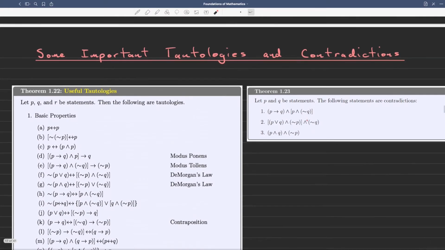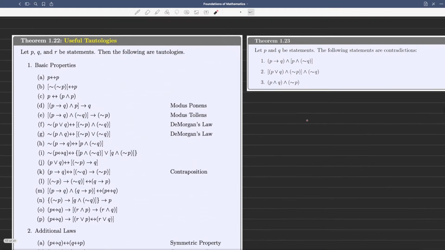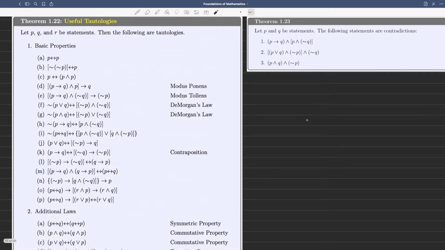So there are many important tautologies and contradictions, and some of them that you might find in books are summarized in these two theorems, Theorem 1.22 and Theorem 1.23 here. All of the ones in 1.23 are contradictions, and all of the ones in 1.22 are tautologies. Some of them are the things that you would expect. Like, for example, Theorem 1.22, Part 1, Part B just says when you do not not P, it's just the same thing as P. They're equivalent. When you do P and P, it's just the same thing as P. And that comes up sometimes when you're making arguments that you end up with the same thing anded with itself. So you can just drop one of them.